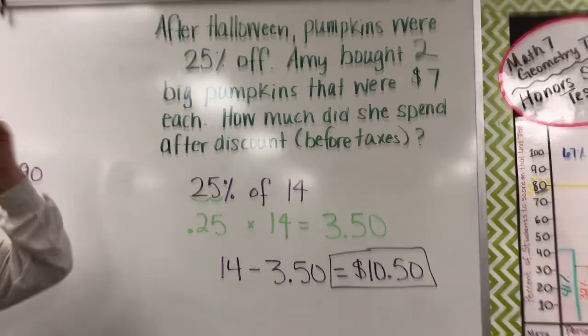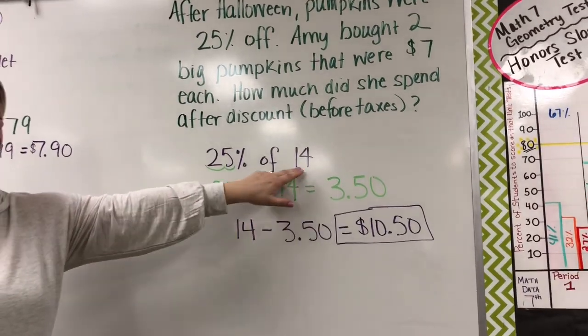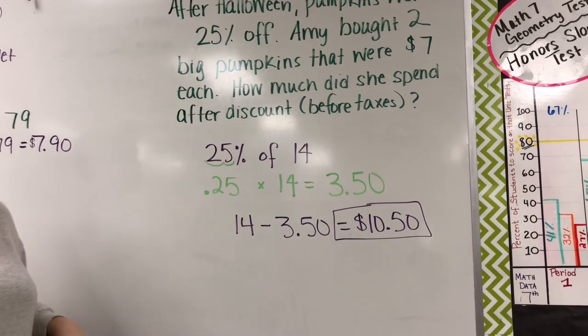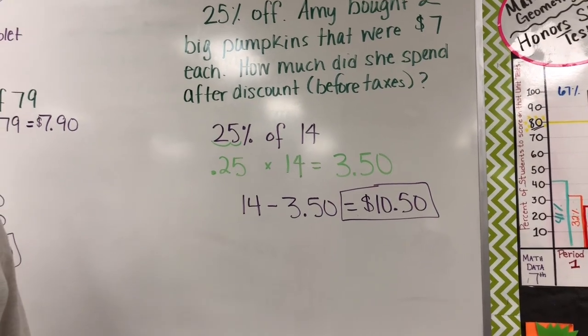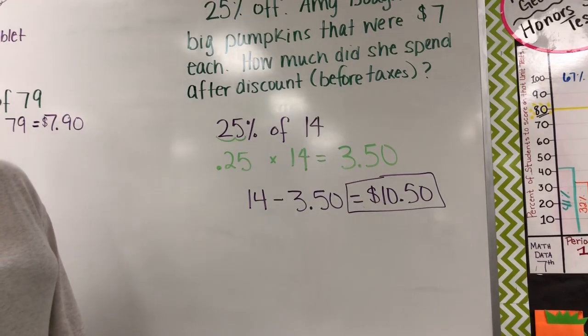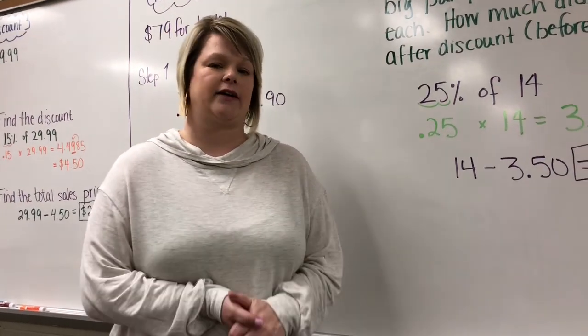Okay, so hopefully you guys figured out that we bought 2 big pumpkins that were $7, so there's 14. So first step is we're gonna take 25% of $14. 0.25 times 14 is $3.50. Then we have to find out actually what the sale price is. So 14 minus $3.50 is $10.50 before tax.